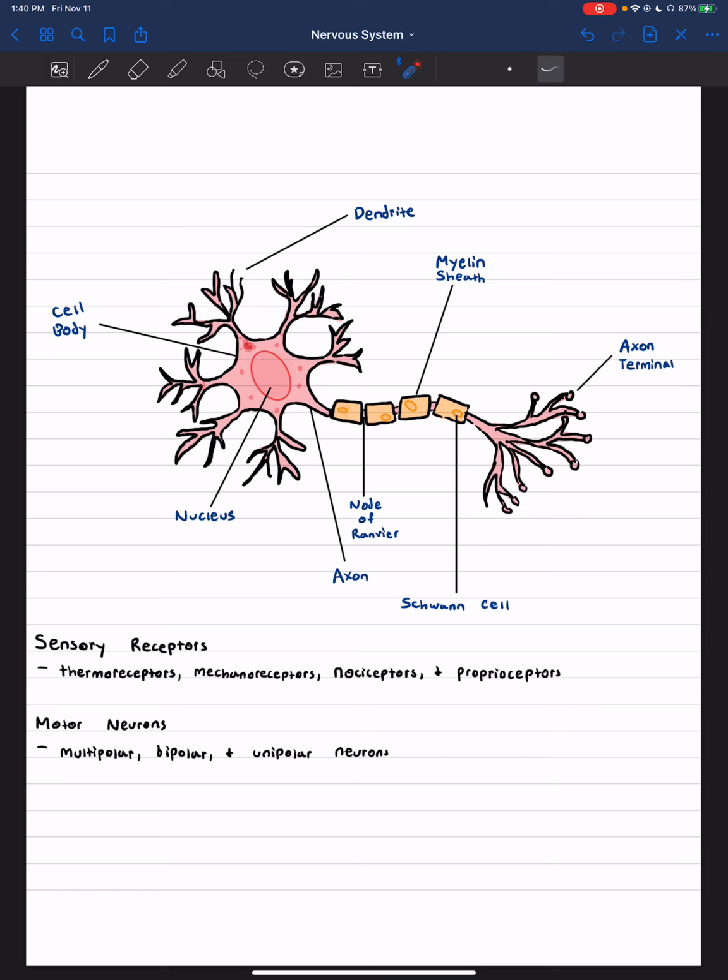You'll learn a lot about it in the eye. Bipolar neurons play a very significant role in our eye and our vision. And we don't have unipolar neurons, but invertebrates have unipolar neurons, which are just one axon with no dendrites. I know that was super quick, and I know it wasn't very detailed, but I just wanted to give you an understanding of how a neuron structure is set up and what it serves to do. I hope that was helpful.